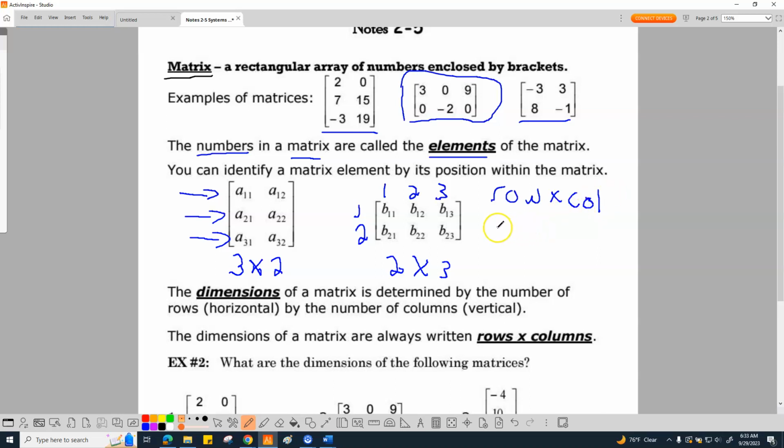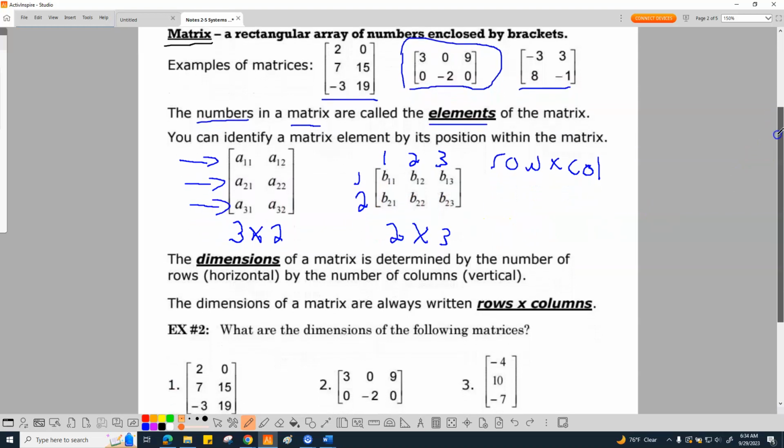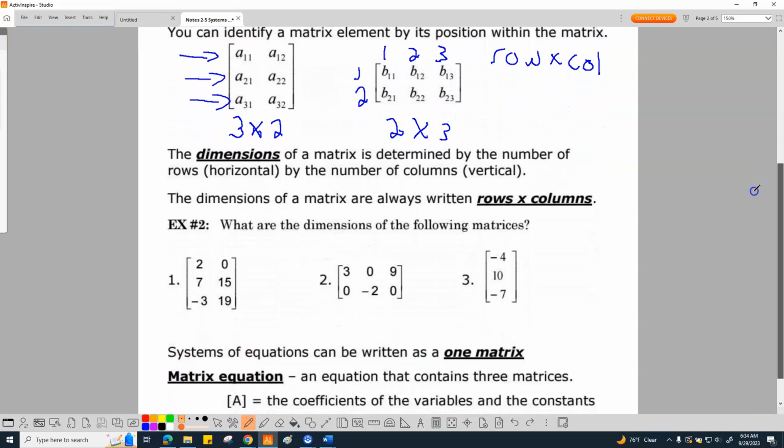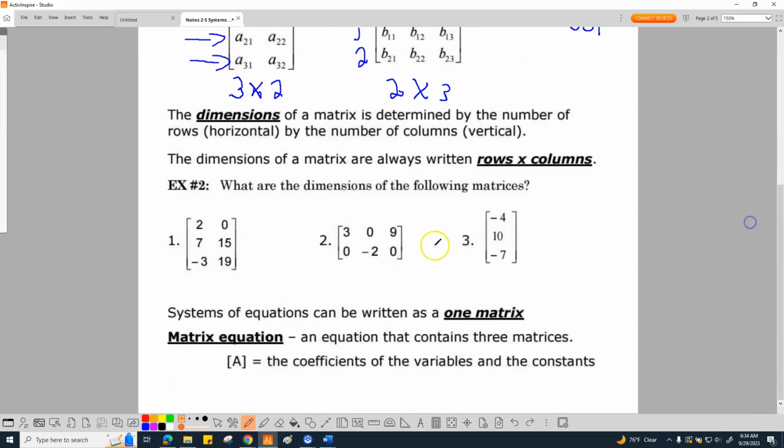So row by column. That's how you read these things. Pretty straightforward. What I want you to do now is I want you to basically pause this video and see if you can do 1, 2, and 3. All they want you to do is write down, is this a 3 by 2, a 2 by 3, a 1 by whatever? Can you write it down? So pause the video. I'm going to pause it. I'm pausing it. All right, I'm back.